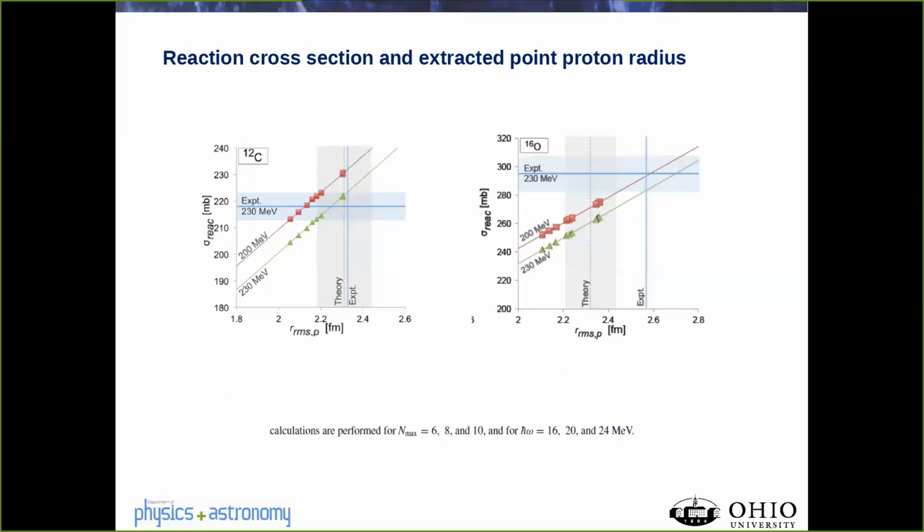radius. One of the things we should be looking at is that there are reaction observables and there are structure observables. If you want to combine reaction and structure theory, it will be nice if you can correlate observables from one area to observables from another area. And so we did this here for carbon-12 and for oxygen-16.